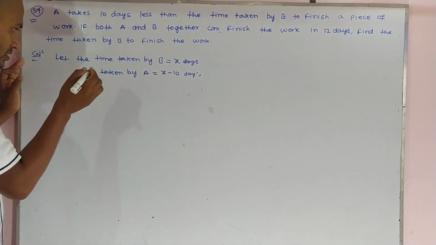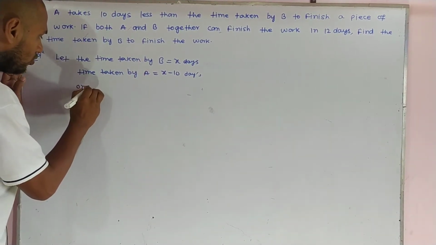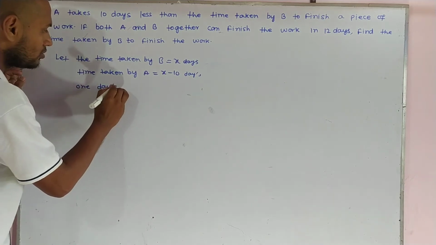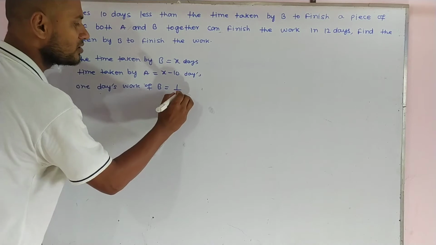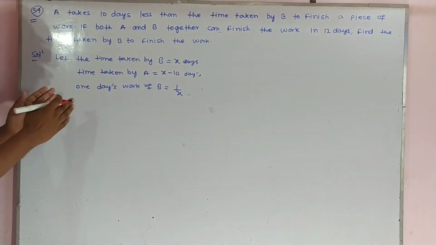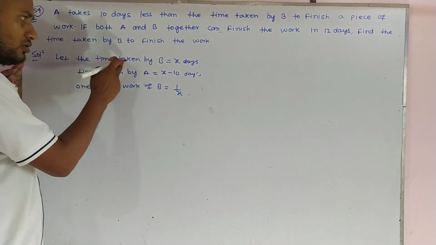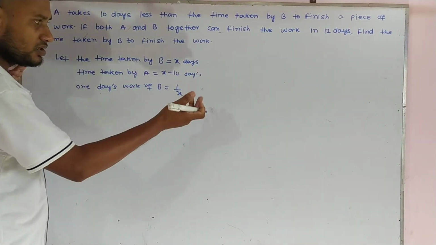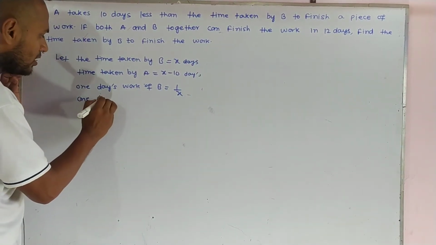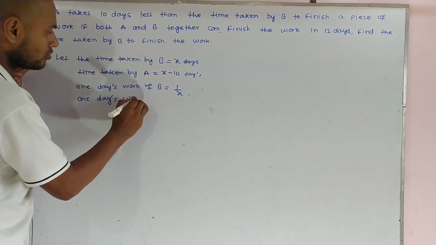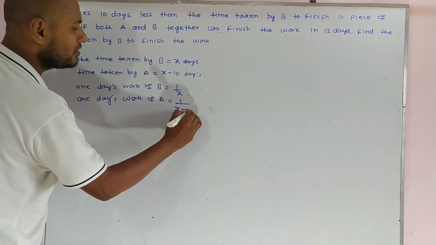So if asked, 1 day's work of B becomes how much? 1 upon x. Because, as we have discussed in the concept, if B finishes a piece of work in x days, then 1 day's work of B becomes 1 upon x. In the same way, 1 day's work of A becomes 1 upon x minus 10.